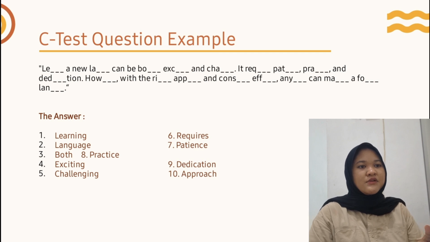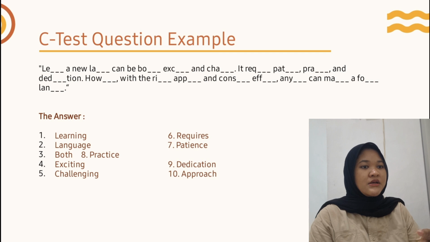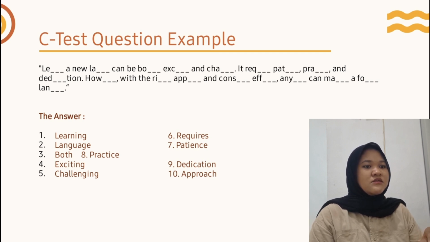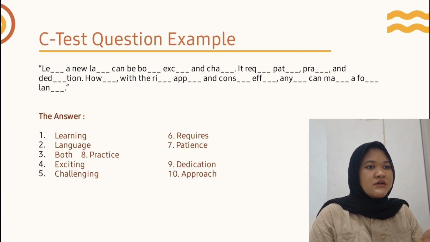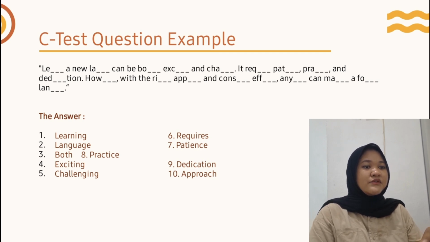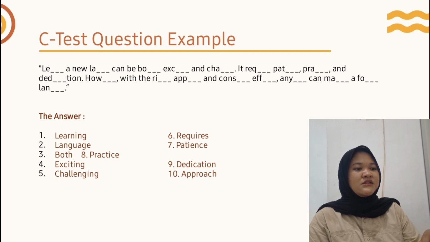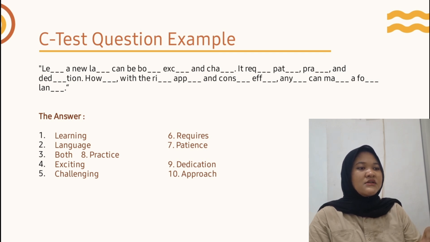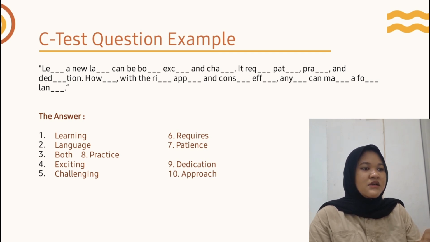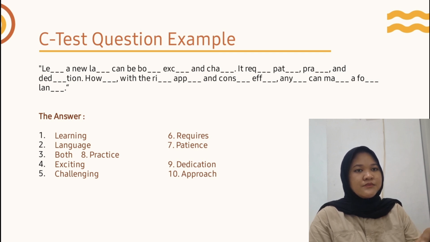So this is an example of a C-test question. Here there are questions with words that have empty parts that must be filled in. So the answer of the C-test question example, the first one is learning, the second one is language, the third one is both, number 4 is exciting, number 5 challenging, number 6 requires, number 7 patience, number 8 practice, number 9 dedication, and number 10 approach.